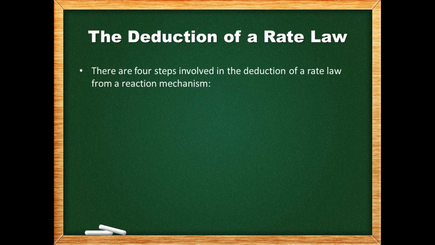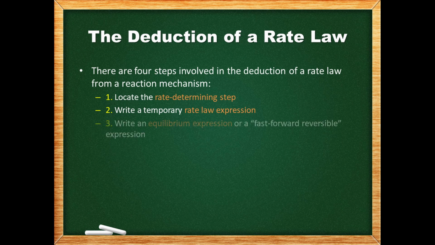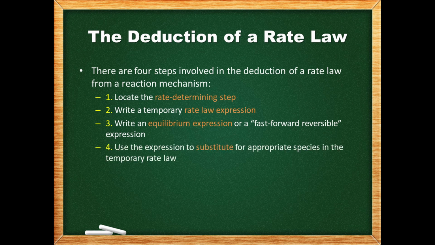The deduction of a rate law from a reaction mechanism involves 4 main steps. We begin by locating the rate-determining step, which will be the slowest one. A temporary rate law expression can then be written down. Next, we will likely have to write down an equilibrium expression using one of the other steps, and then use the expression to substitute for appropriate species in the temporary rate law. Note that intermediates should not appear in the rate law. The rate law should only contain reactant species and, in rare cases, a catalyst.